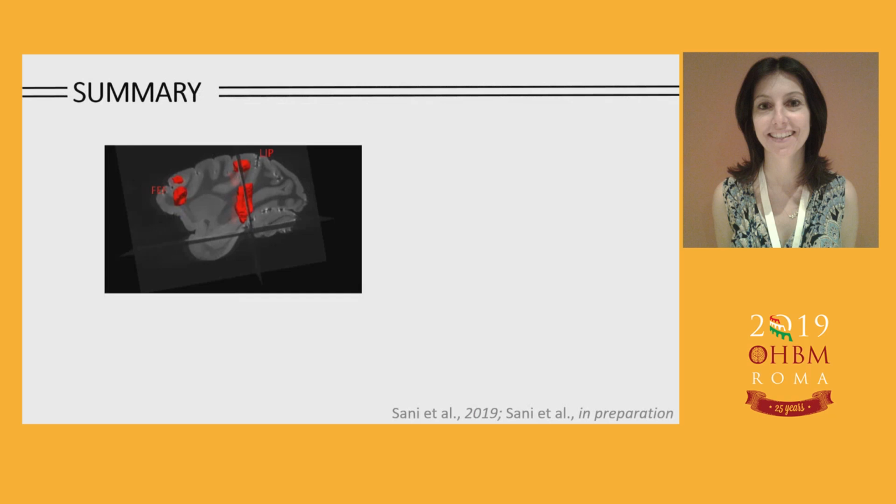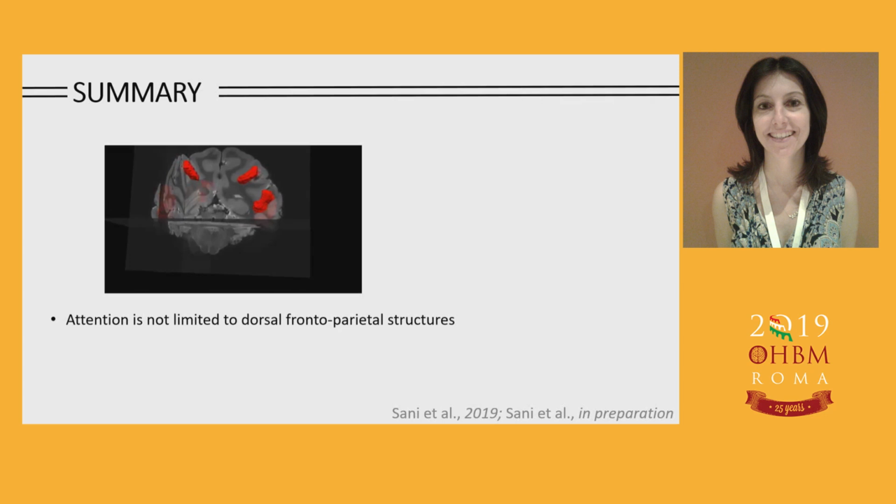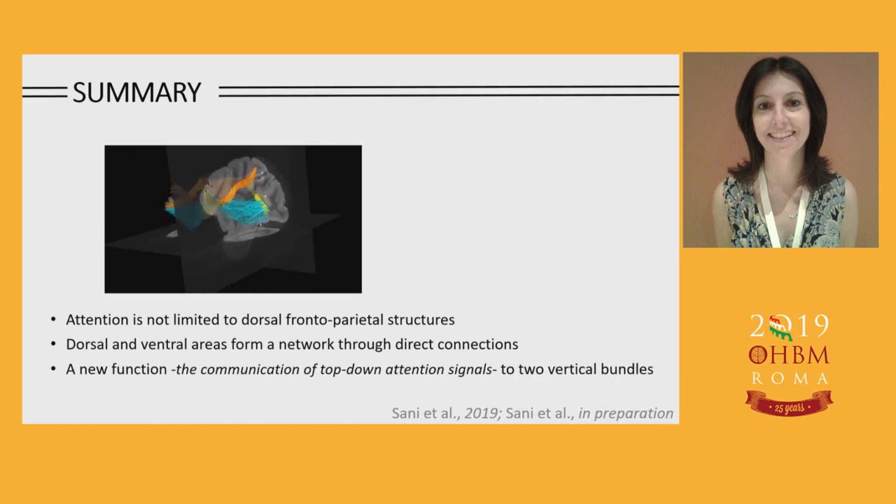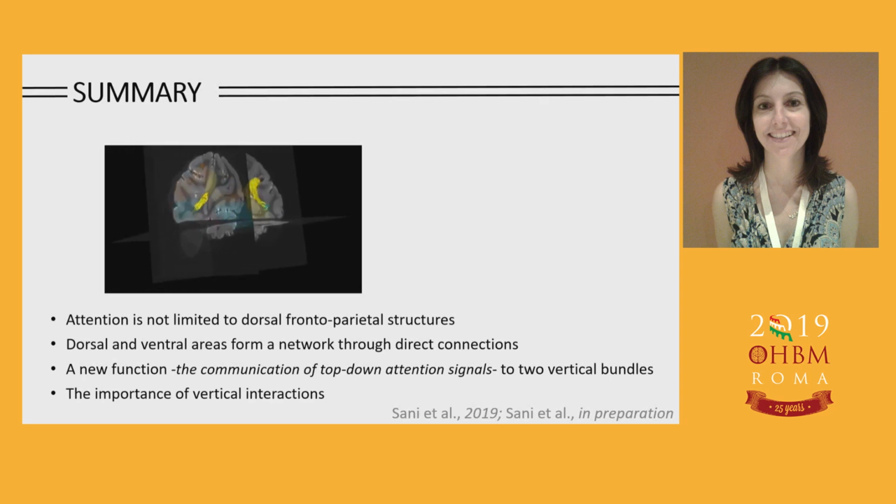In summary, here I showed you the first connectivity model, functionally and structurally defined across two species, of top-down attention. We found that attention is not limited to the dorsal frontoparietal structure. We found that there is also a ventral node, and this ventral node is connected through direct connections to the dorsal attention areas. We ascribe a new function, the communication of top-down attention signals, to two vertical fiber bundles, and this highlights the importance of vertical interaction across the brain.